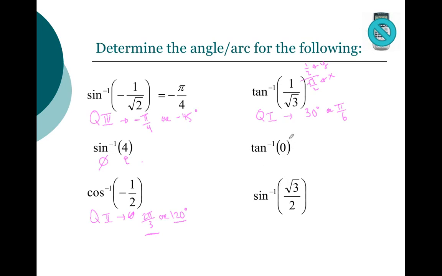Where's tangent 0? Right, that's going to be 0 over 1. This will be your y, this will be your x. Where's your y value 0 between negative pi over 2 and pi over 2? At 0. 0 radians or 0 degrees.